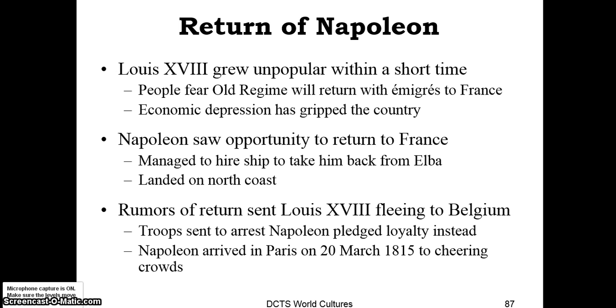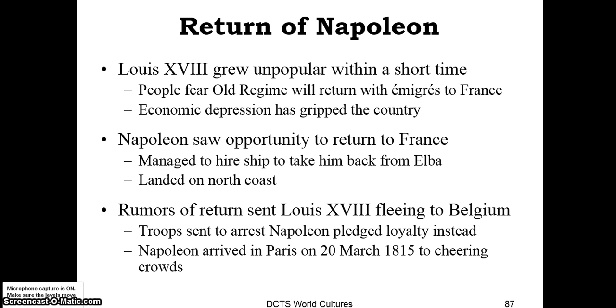Napoleon saw the opportunity to return to France, and he hires a ship to take him back, and he lands on the north coast. Rumors of his return sent Louis the 18th fleeing to Belgium. He knew it was coming, or at least he thought he knew it was coming, that Napoleon was going to try and take over. Louis was smart enough to see the writing on the wall. He wasn't popular. Napoleon could be seen as a hero if he played his cards right.